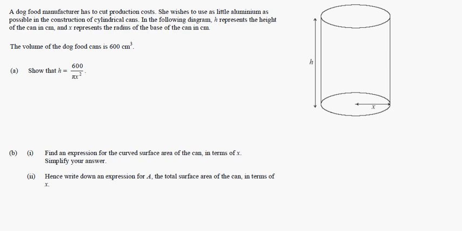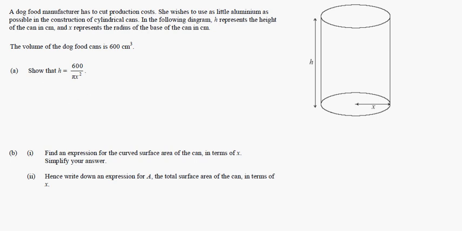Okay, and this one, what we're going to try and do in this problem is a little calculus. This one's a little more difficult than that first one I did, so let's give it a shot. A dog food manufacturer has to cut production costs. She wishes to use as little aluminum as possible in construction of cylindrical cans. In the following diagram, H represents the height and X is the radius. Okay, fine. The volume of the dog food cans is 600 centimeters cubed.